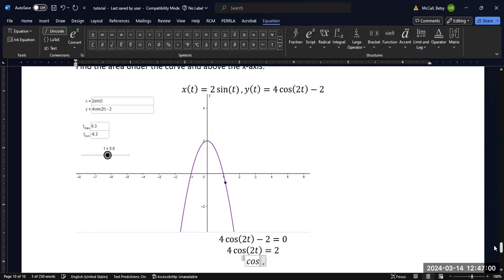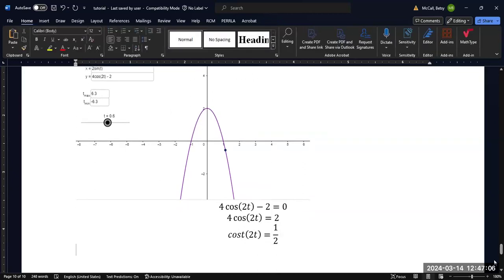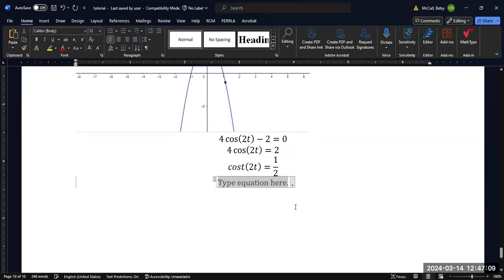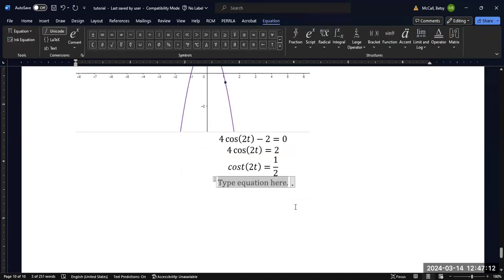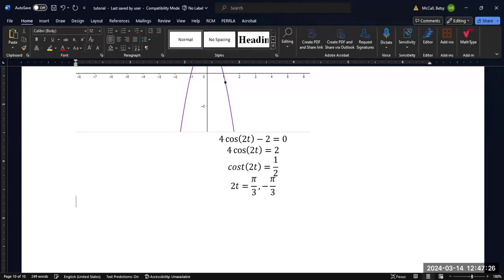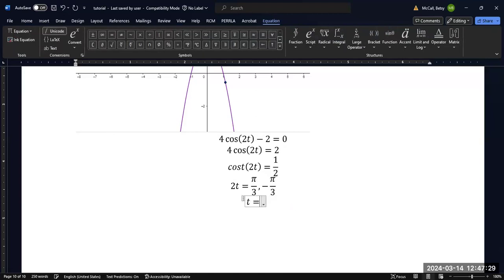equal to 0, and then do the algebra to figure out where that's going to happen. And then when we divide by 4, we get cosine 2t is equal to 1/2. And what are the angles where cosine is equal to 1/2? Well, that's going to happen at pi over 3 and negative pi over 3. And that means that t is going to be negative pi over 6 and pi over 6. So those are going to be the limits of our integration.